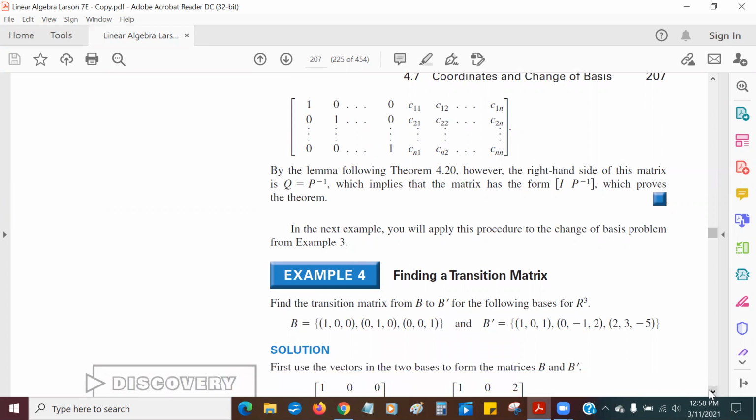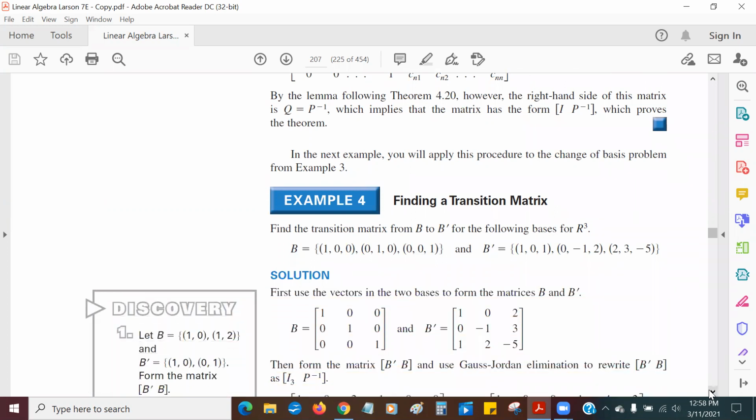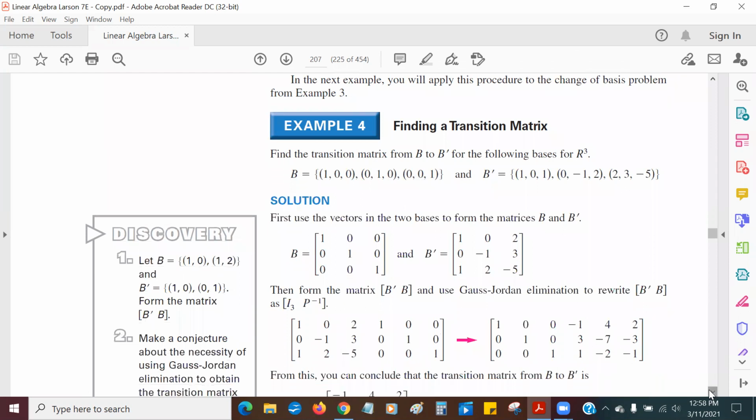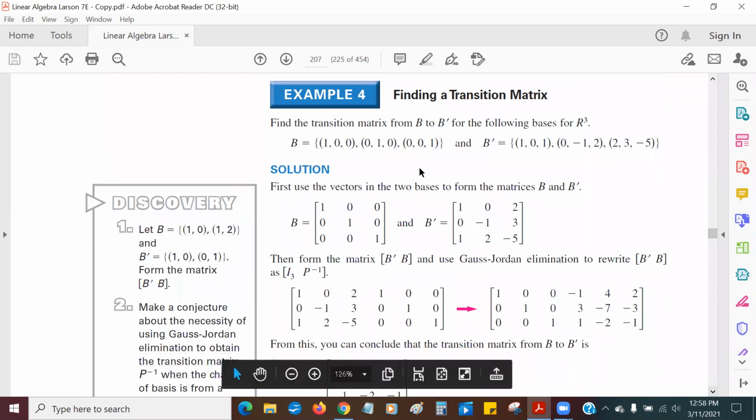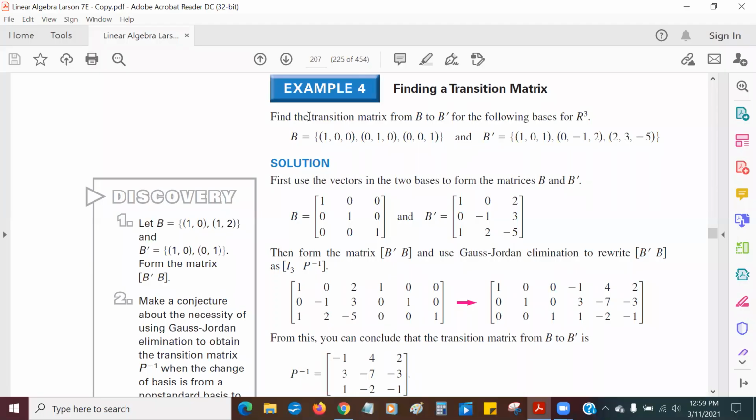Let's actually do this. So let's look at example 4. We want to find the transition matrix from B to B prime. So what is B? B in example 4 is the standard basis of R3. B prime is a non-standard basis of R3. By the way, B prime is the same non-standard basis that we saw in example 3.